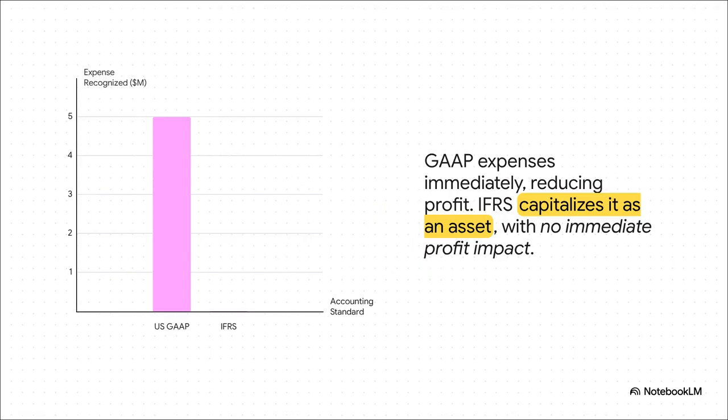Now, just look at this chart. It's wild. Under US GAAP, that whole $5 million hits the income statement as an expense. Right now. Boom, your profit is down by $5 million. But under IFRS, if that spending meets certain criteria, it's not an expense at all. It gets capitalized, which means it becomes an asset on the balance sheet. The immediate hit to profit? Zero. So think about that. Same company, same spending, but a $5 million swing in reported profit. That is a massive difference.